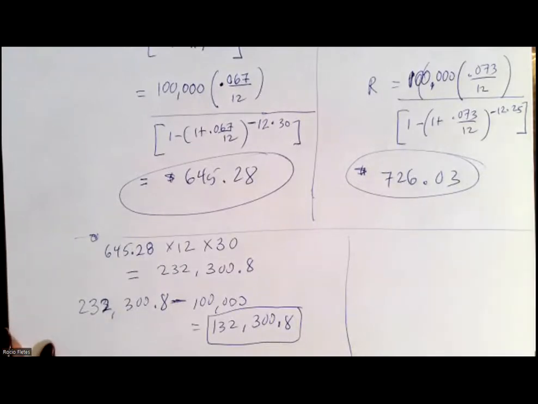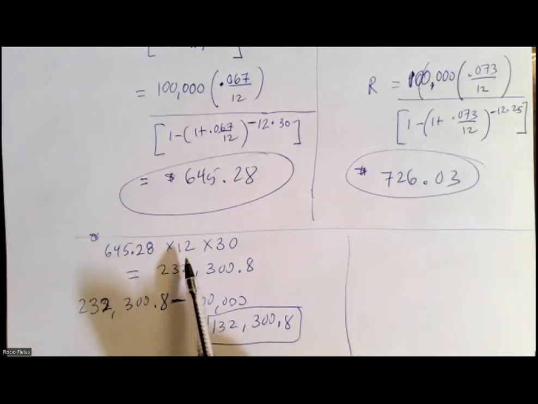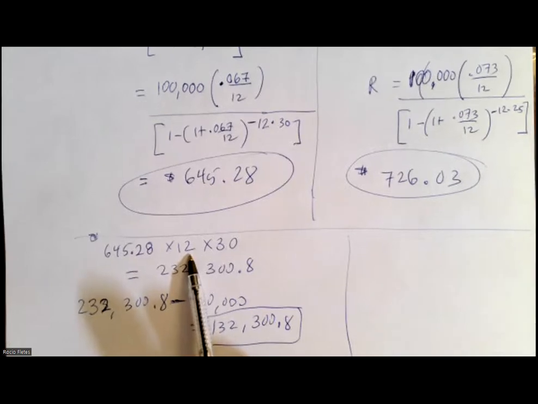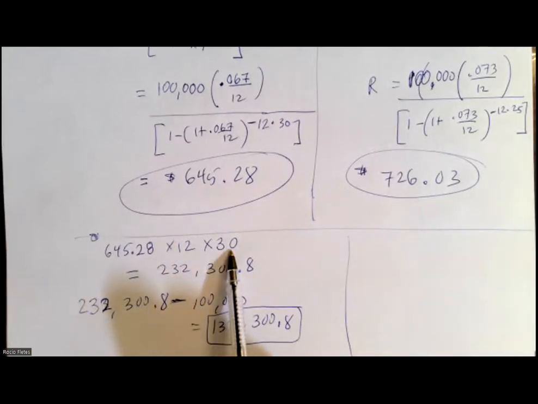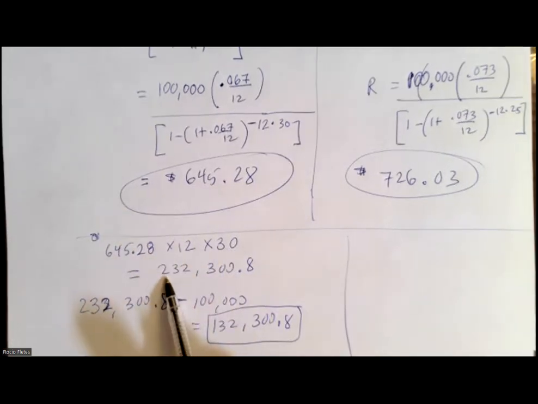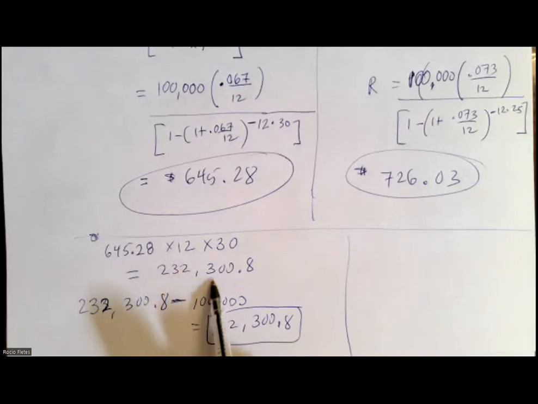We still haven't answered the question. We just need to figure out first how much interest each one is charging in the 30 years or the 25 years. How do you figure out the total interest? You take the monthly payment times 12, because that gives me 1 year, times 30 is 30 years. So the total amount paid is 232,300.8. If you subtract the principal, that gives you interest only.